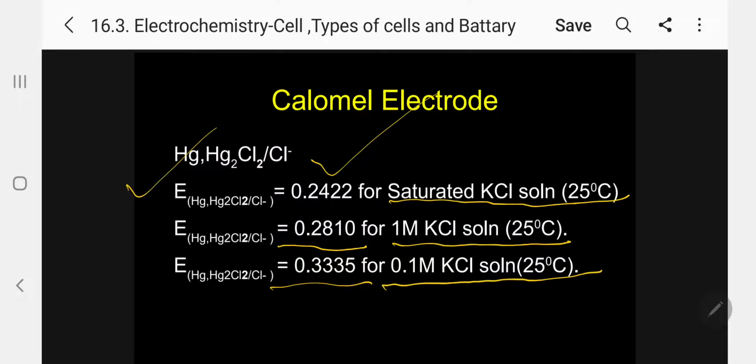So among these three, the saturated one is easy to prepare. Kindly follow. How easy to prepare? Otherwise, the 1 molar and 0.1 molar solutions we have to standardize by titration, and there may be errors. But saturated you can prepare very easily. You take a beaker, take 100 ml of water, add potassium chloride, stir it, going on adding. At a particular stage, it will not dissolve; filter. That filtered solution is called the saturated solution. If you measure that EMF, it will be 0.2422. Very easy, convenient. So memorize this value.